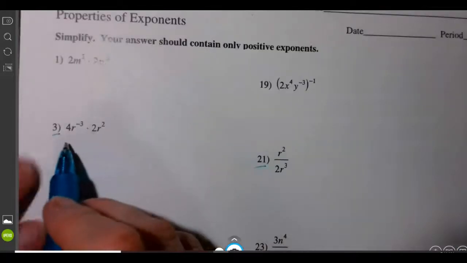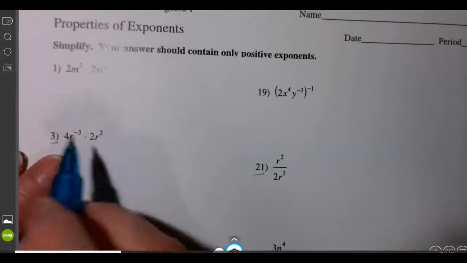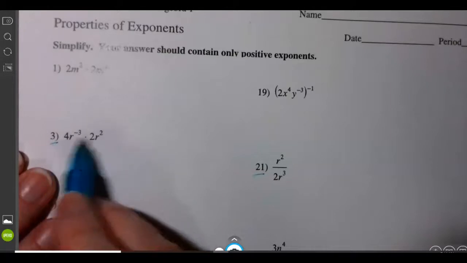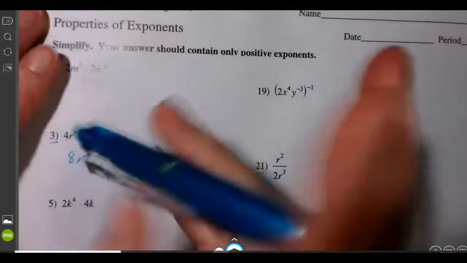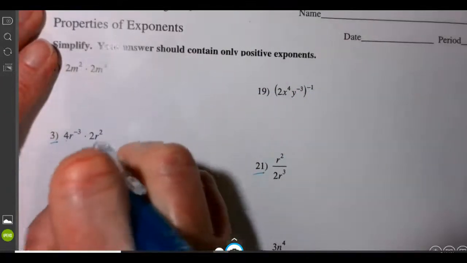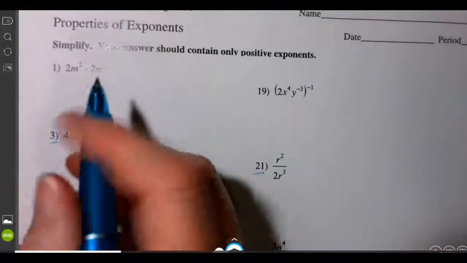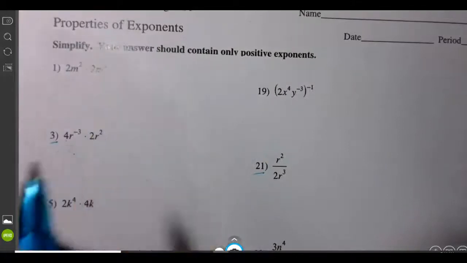So I just picked a couple we're going to do. So here, we're going to multiply. Now notice the coefficients, they don't change. That's just 4 times 2, that's 8. I have two ways I can do it with the variable. Okay, so the 4 times 2 is 8. With the variable, I have two ways to do it.